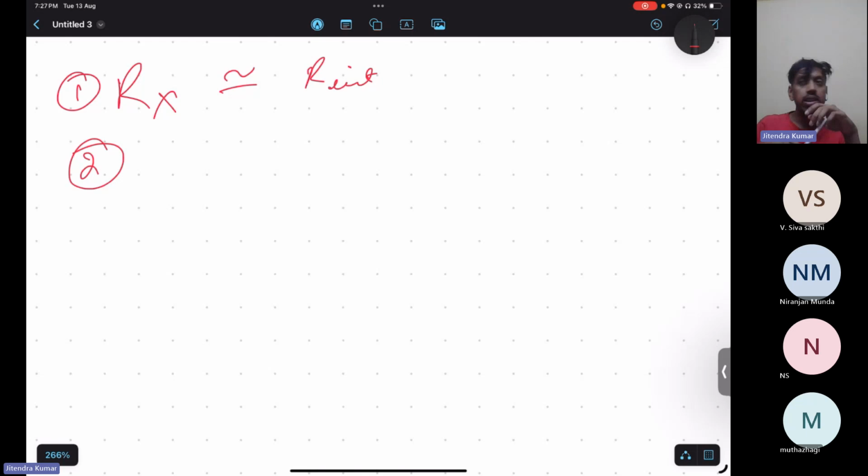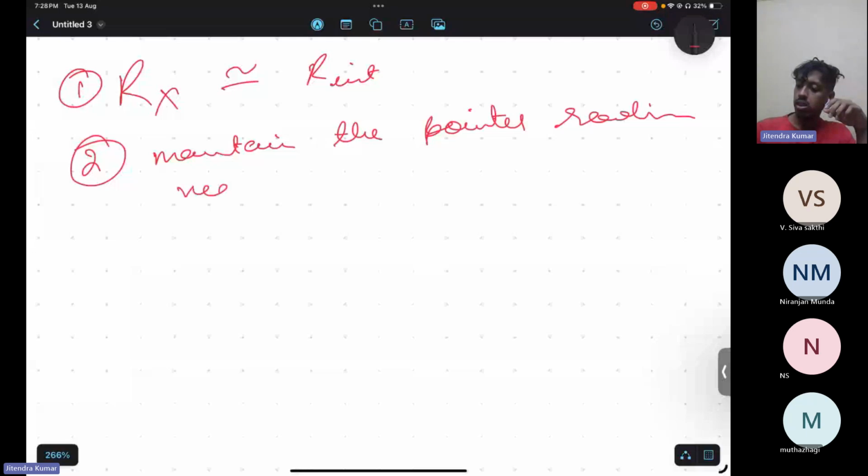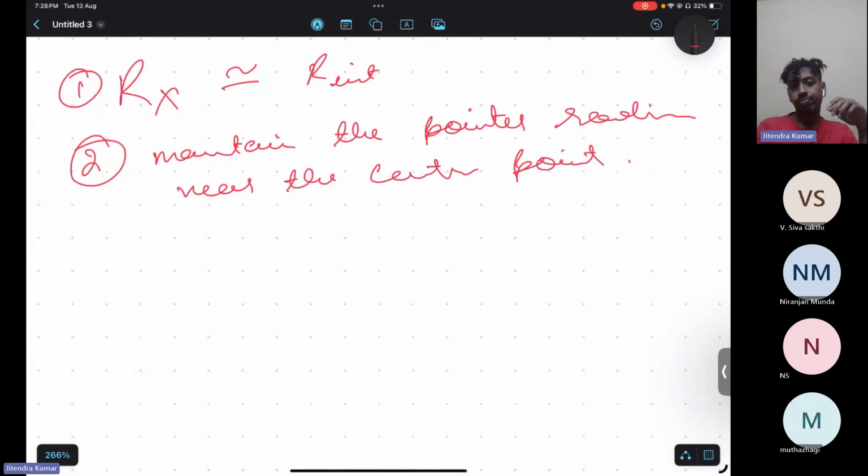So maintain the point at the center, near the center. Maintain the pointer reading near the center point. Okay, so these are the two points we concluded the last lecture with.